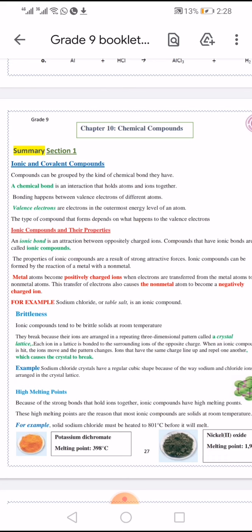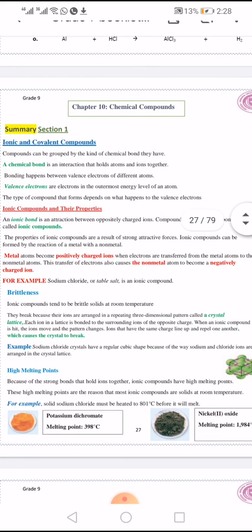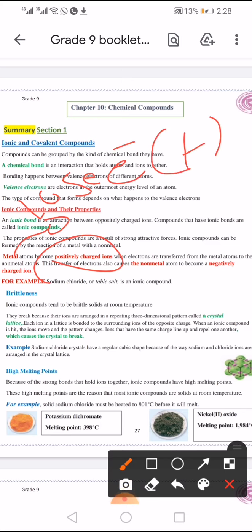So the properties of ionic compounds are a result of strong attractive force. Ionic compounds can be formed by the reaction of a metal with a non-metal, a metal like sodium, a non-metal like chlorine. A metal atom becomes a positively charged ion like sodium when it loses electrons. When electrons are transferred from a metal to a non-metal, the non-metal gains electrons and becomes negatively charged. This transfer of electrons also causes the non-metal atom to become a negatively charged ion. For example, sodium chloride, or table salt, is an ionic compound.